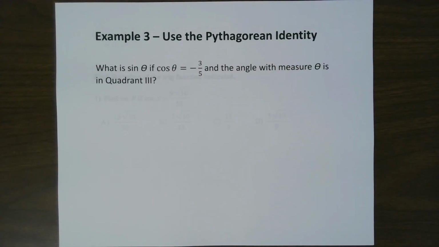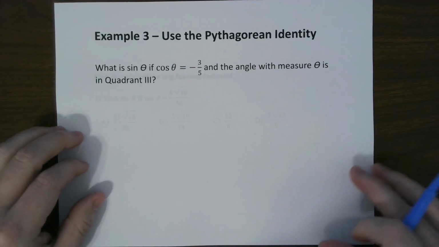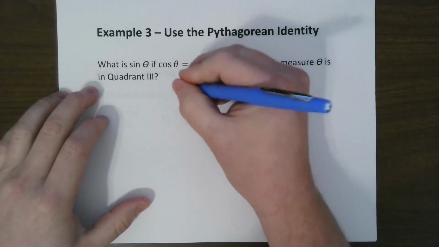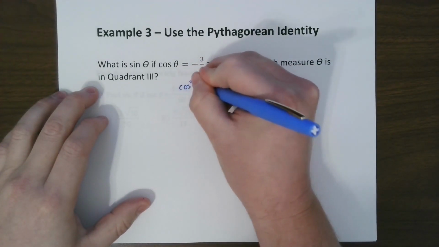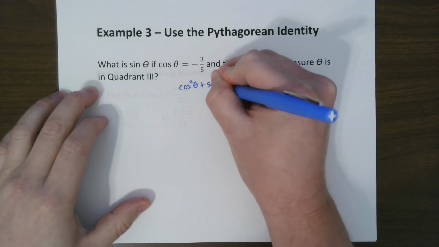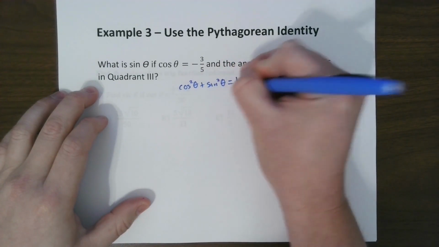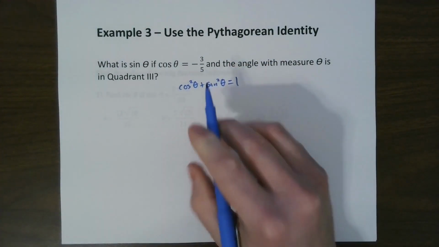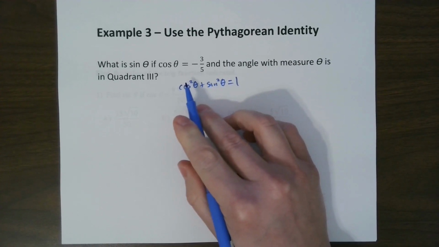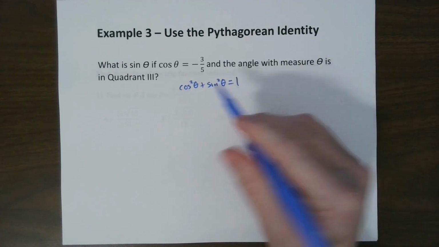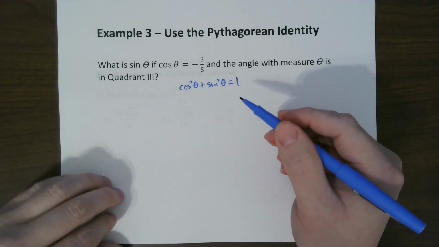Okay, we're going to use the Pythagorean identity. What the Pythagorean identity is, it goes cosine squared theta plus sine squared theta equals 1. So don't worry about the little square. It just means square cosine, square sine. We just write it there because it's a little bit nicer to look at.